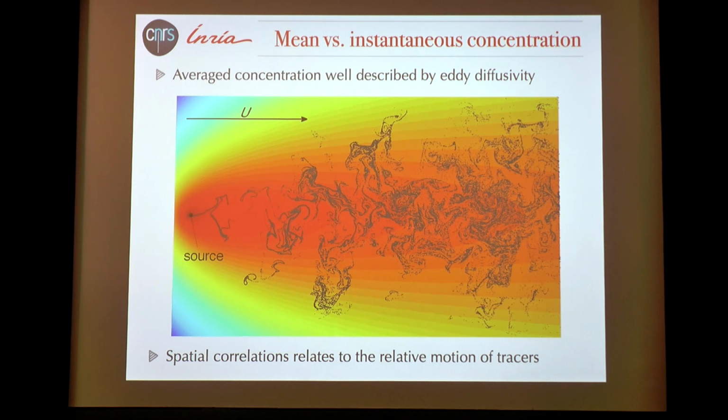But now, as you can see from the dots, which are the instantaneous positions of particles emitted from this source, you have very strong deviations from this mean. And this is what we are willing to quantify. What I will discuss is that the spatial correlation that we observe in the actual density can be related to the relative motion between two particles.